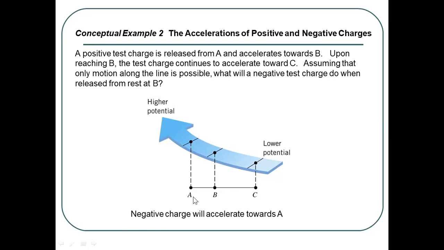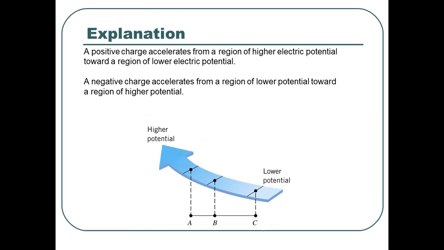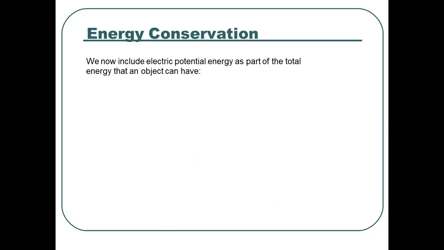There are distances for A to B and B to C. So a negative charge will accelerate towards A, since it has higher potential. A positive charge accelerates from a region of higher electric potential toward a region of lower electric potential. A negative charge accelerates from a region of lower potential toward a region of higher potential.